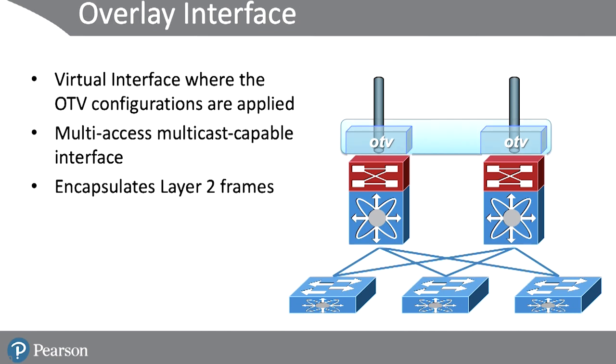OTV overlay interfaces. The OTV overlay interfaces are logical interfaces on the OTV edge device. The overlay interface is used to dynamically encapsulate the layer 2 traffic for an extended VLAN in an IP packet for transport to a remote OTV site. Multiple overlay interfaces are supported on an edge device. The OTV overlay interface is a multi-access and multicast capable interface.